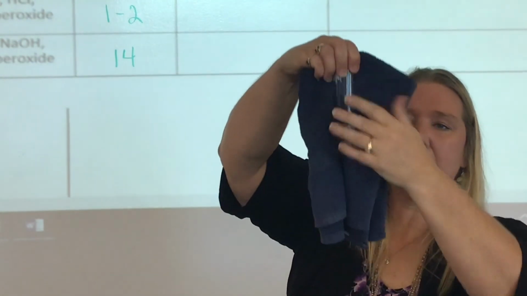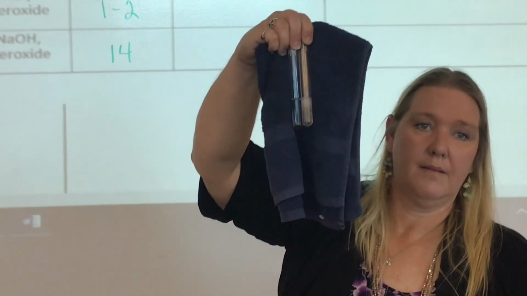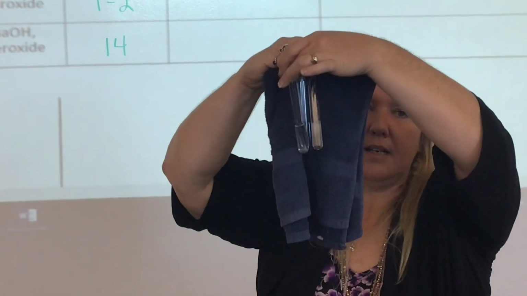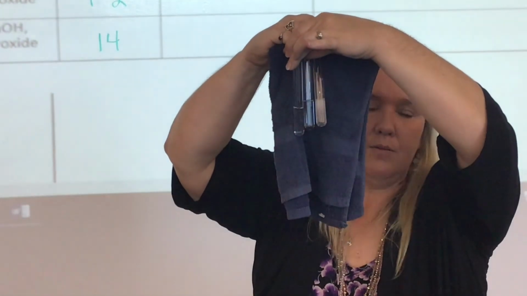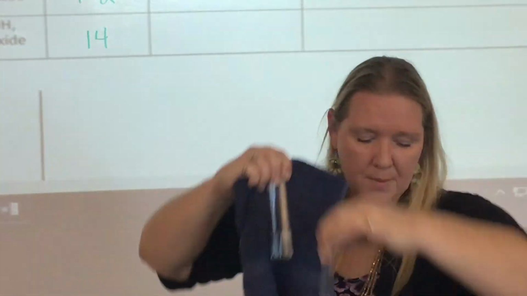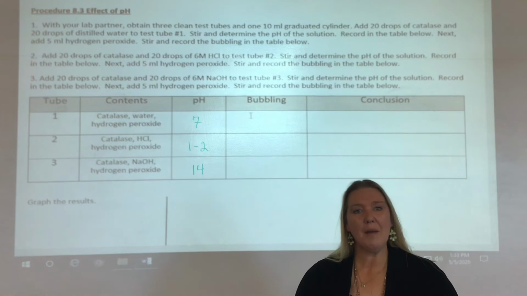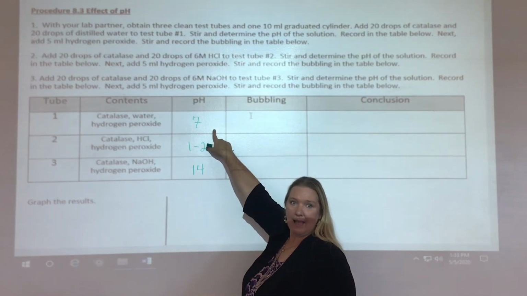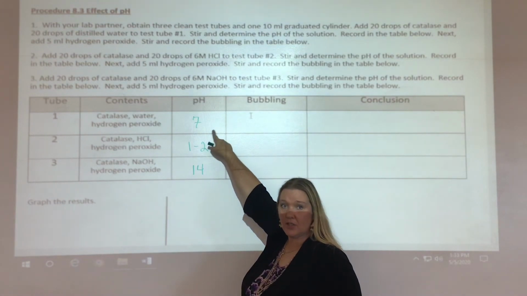this is in acidic. Okay? No bubbles. And this is in basic. Also, no bubbles. Also no bubbles. So what does that mean? That means that catalase likes to work at a pH or close to a pH of 7.